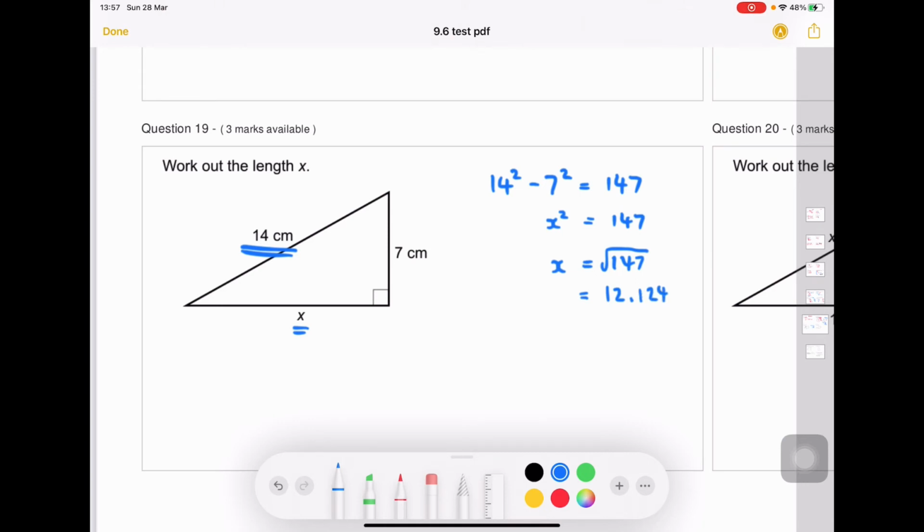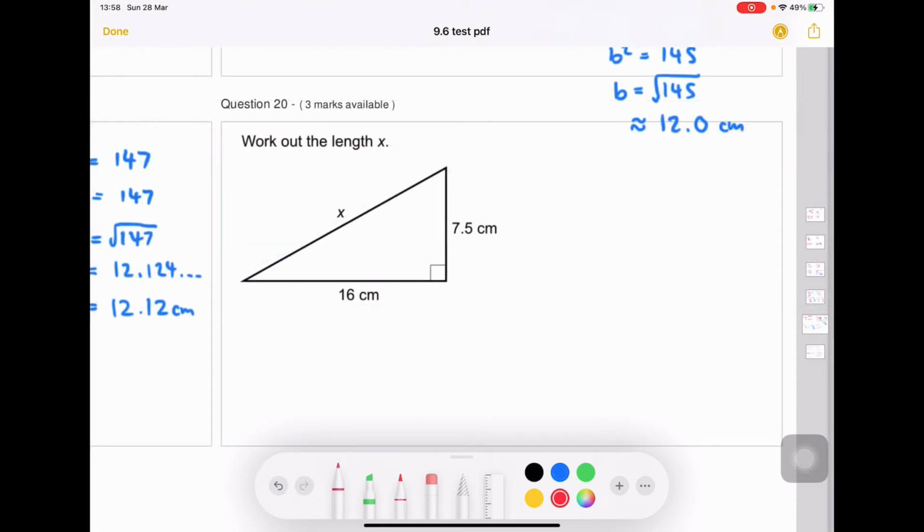So just something like this here. We'll just round to 2 decimal places just to be safe. 12.12 centimeters. Now we are back to working out the hypotenuse.